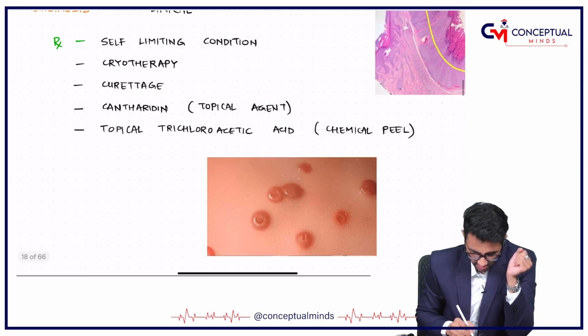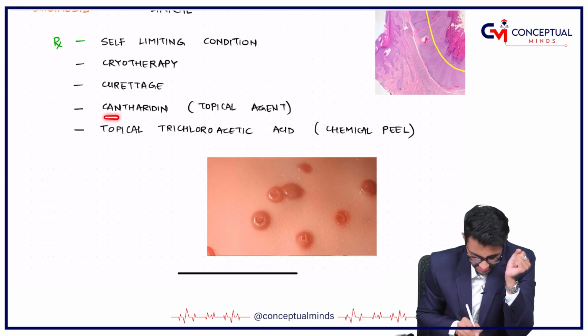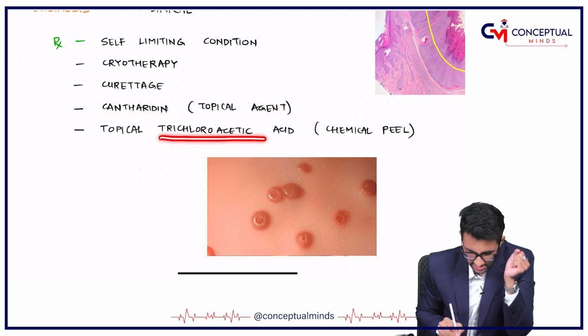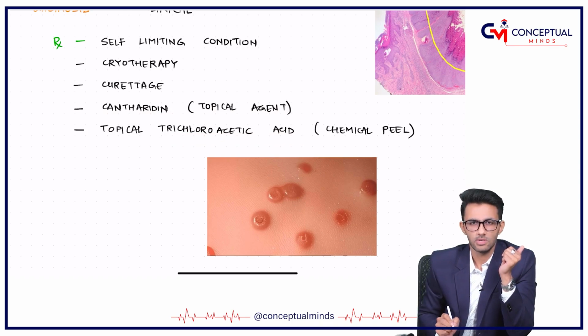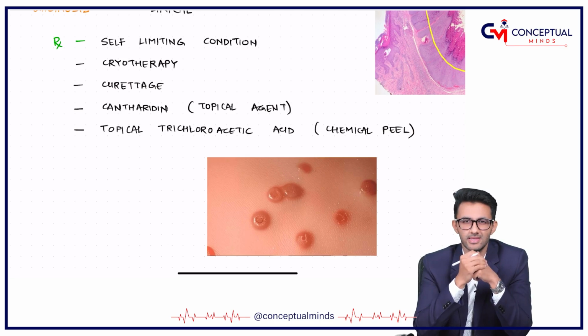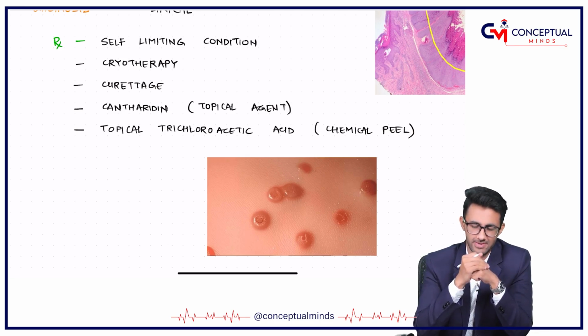Okay, and we can also use some topical agents, cantharidin and trichloroacetic acid, which is a chemical peel. And there's also a very famous chemical peel we use on the face, glycolic acid, which we use on the face pretty often in dermatology, right?